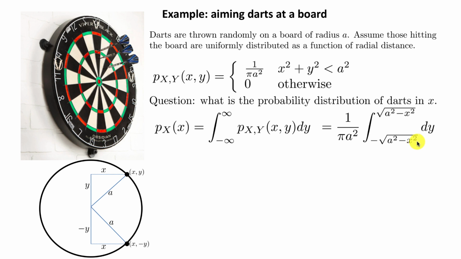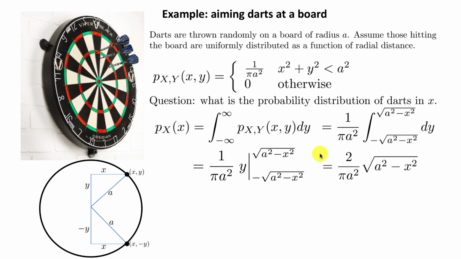Now this integral is actually very trivial because the integrand is just 1, which means that the integral over y is 1 evaluated between this limit and this limit, which we write over here like this. And obviously, this is 2 over pi a squared into square root of a squared minus x squared.